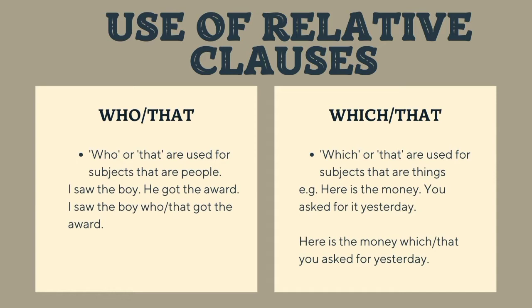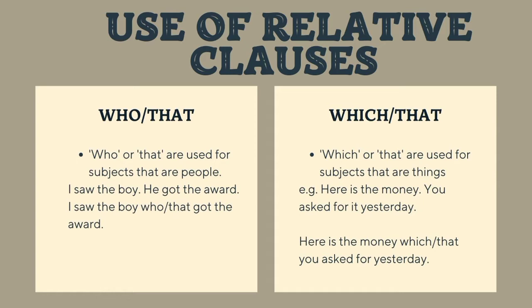The first one is who, accompanied by that. Those two words can be used interchangeably. Who or that are used for subjects that are people. What is a subject? A subject is a person or thing that performs an action in a sentence. That performs a what? An action. So you use who or that to refer to subjects that are people only.